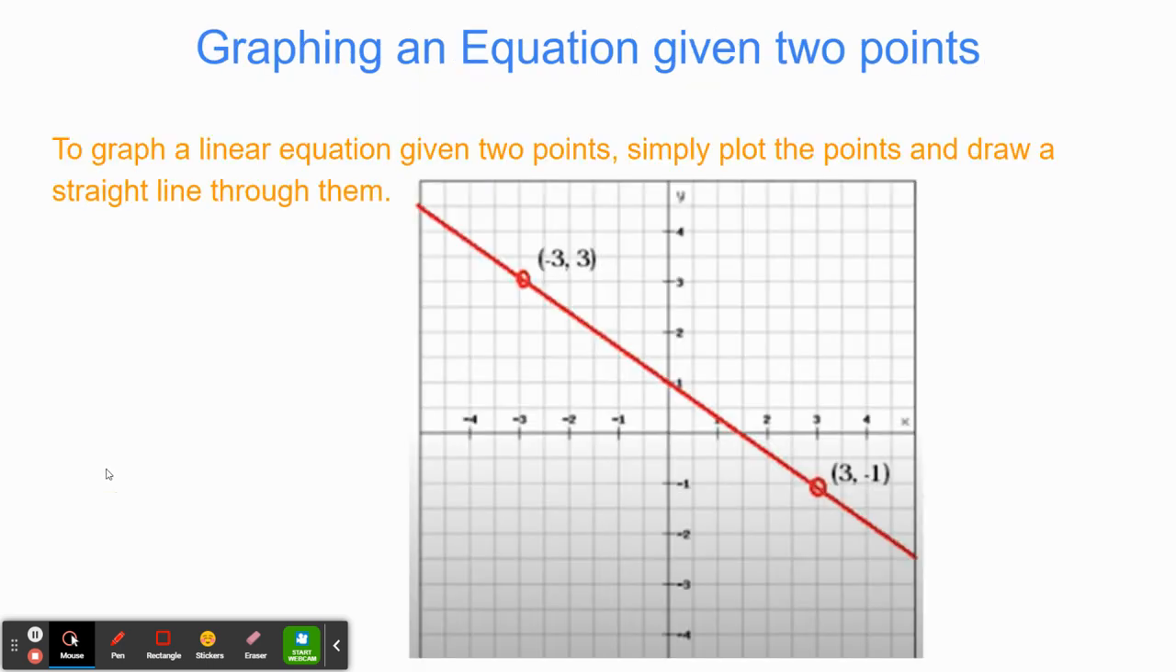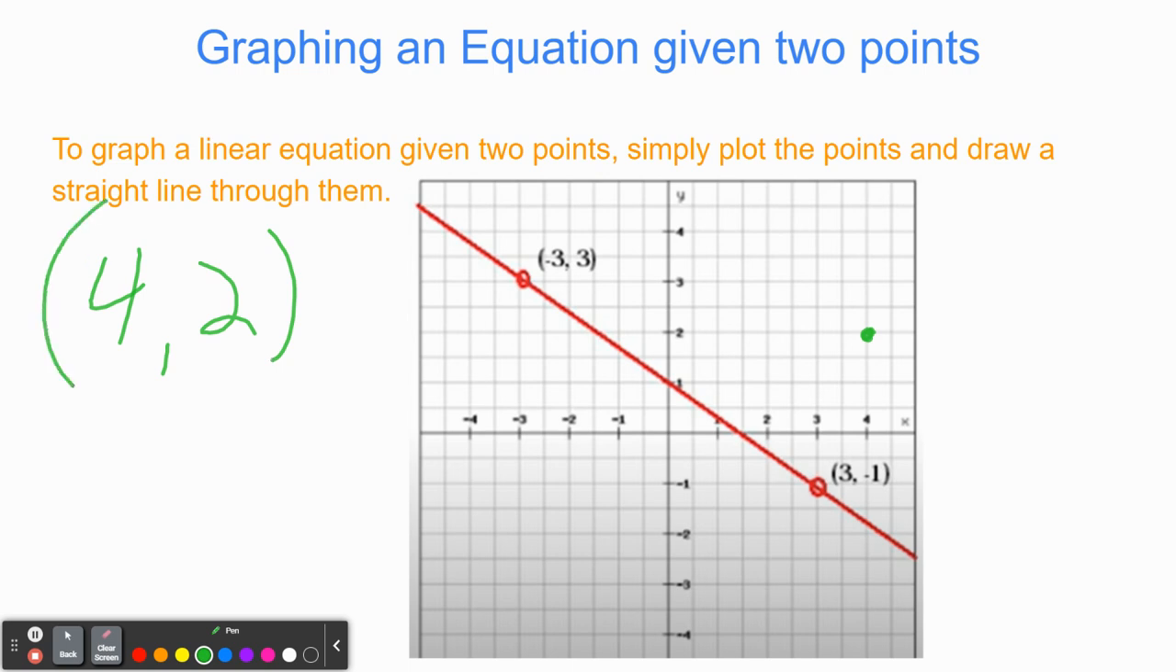Graphing an equation given 2 points. So if we're given 2 points here, the example below, (-3, 3) and (3, -1), so I go over 3 and then down 1. Those are the 2 points, and I would draw a line straight through them. Let's pick another point. We can do this almost anywhere. How about we'll start with (4, 2), so I'd go here, 1, 2, 3, 4, up 2. We can all agree that is the point (4, 2).